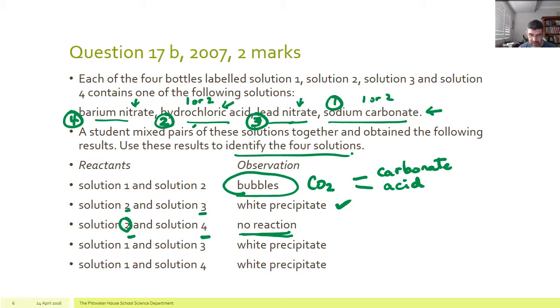So then 1 and 3, 1 is the sodium carbonate and 3 is the lead nitrate. So a white precipitate here, this white precipitate will be lead carbonate. This one here will be lead chloride. And then 1 and 4 is sodium carbonate and barium, and so this one's going to be barium carbonate. And this is one of the problems with the carbonates, is most of them are insoluble and will give you precipitates.